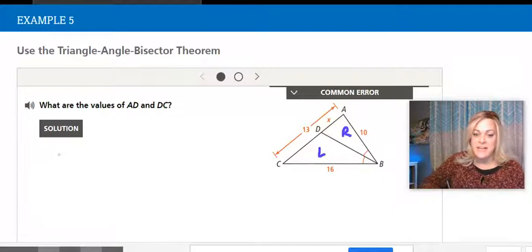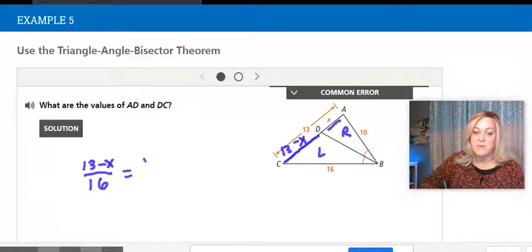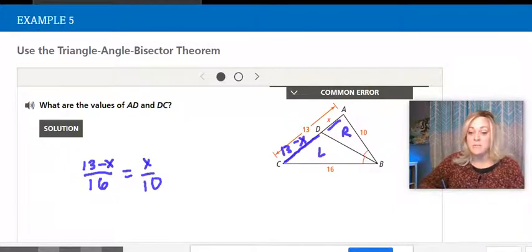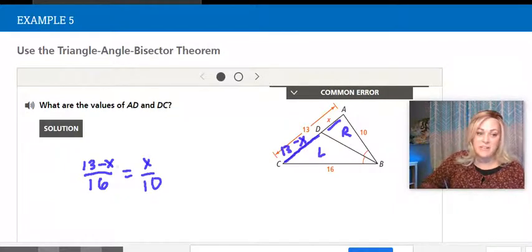So left side, I'm going to do the broken part of the left side. It's not 13. It's 13 minus x because this side is x. So I'm going to say 13 minus x, left side, compared to the full left side, 16. That should equal right side compared to the full right side. And when you cross multiply, you will get the same answer as if you did it the other way.